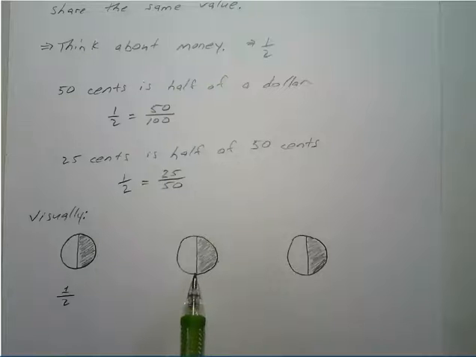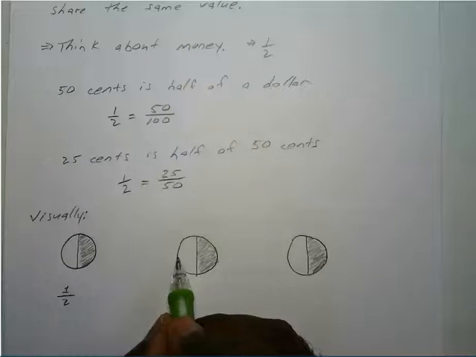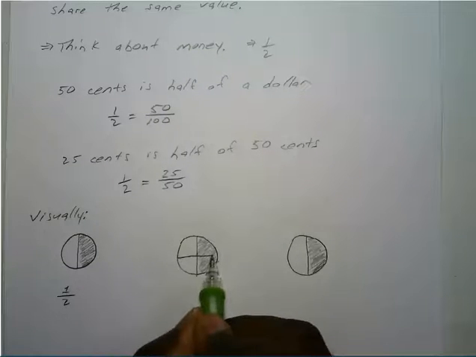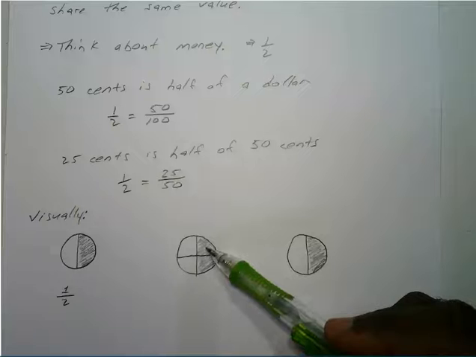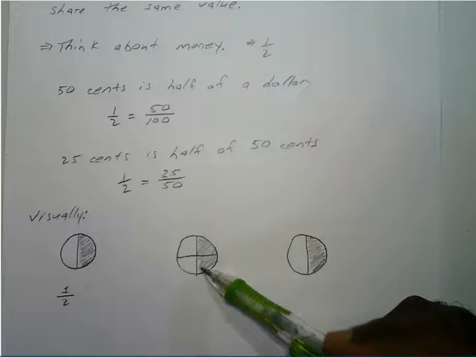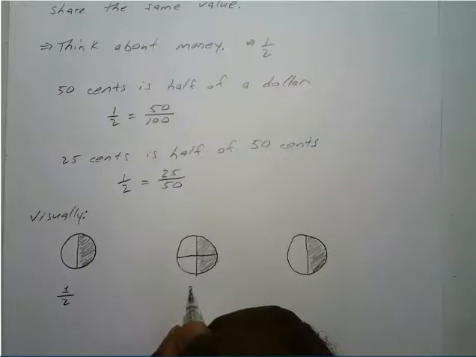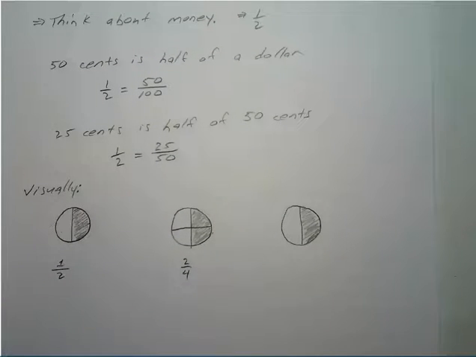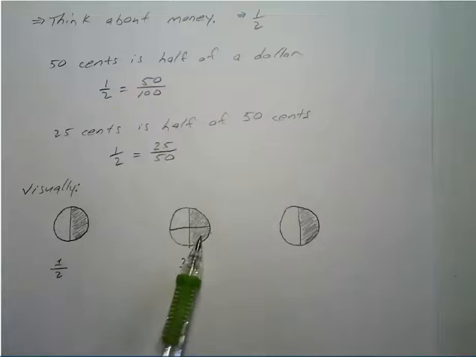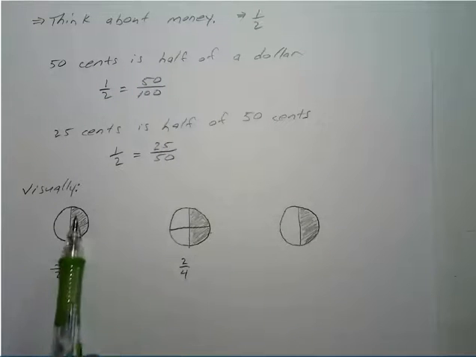We're not going to shade any more of this, but we're going to increase the number of sections. We're not shading anymore. Let's just draw a line right across. It's still the same half, but now you have 2 sections shaded in out of 4 total sections. You see how these are basically the same, but just written a little differently? This is still half, this is still half, just written a little differently.